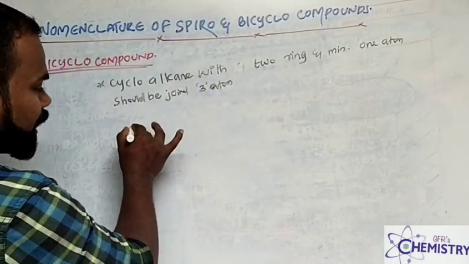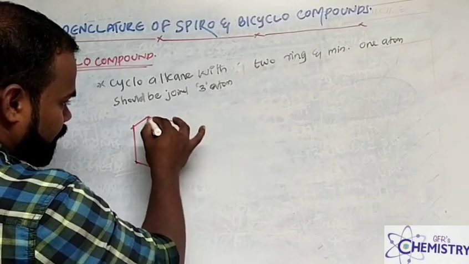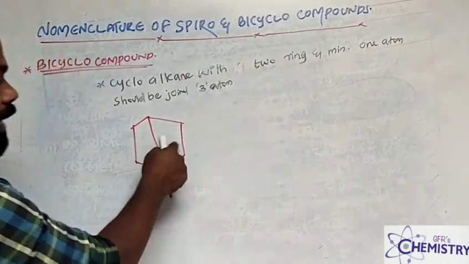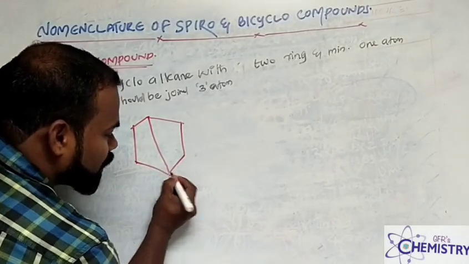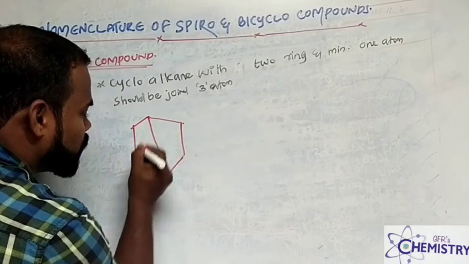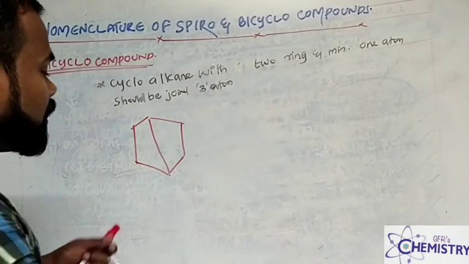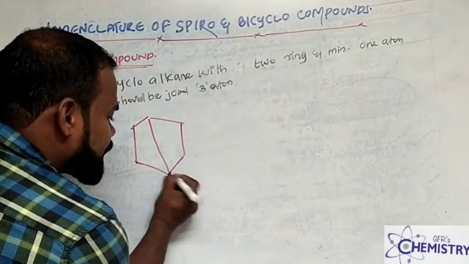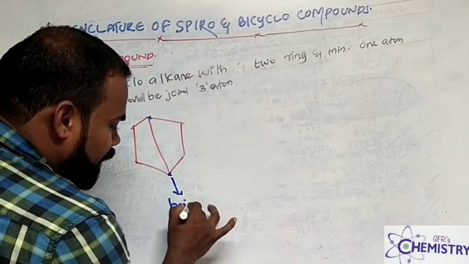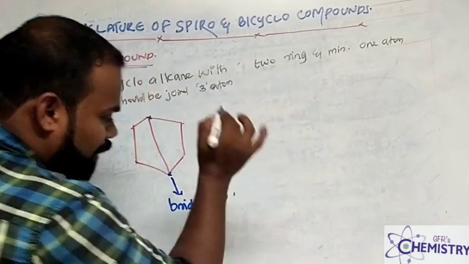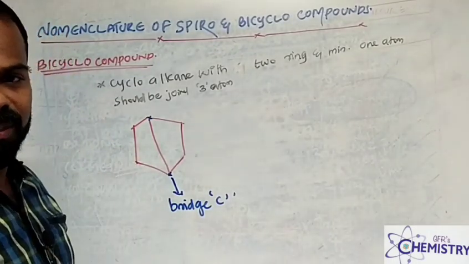What is that? Okay, listen here. When I draw this structure, look here, two rings are joined. From here, this one is common, joined with the other three: 1, 2, 3. Here also, like that, joined with the other three. Now this end and this end are taken as bridge carbons. Clear?